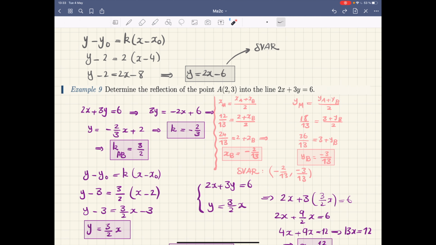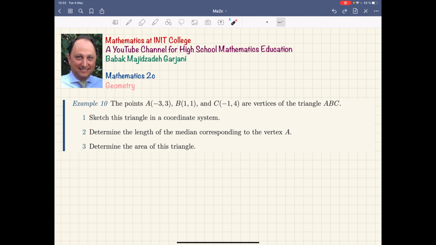Let me see what is the next problem. Yeah, this is the last problem. I don't want to start it today. If you are interested, you can work on it. It's a good problem. I want to give you time to practice a little bit.